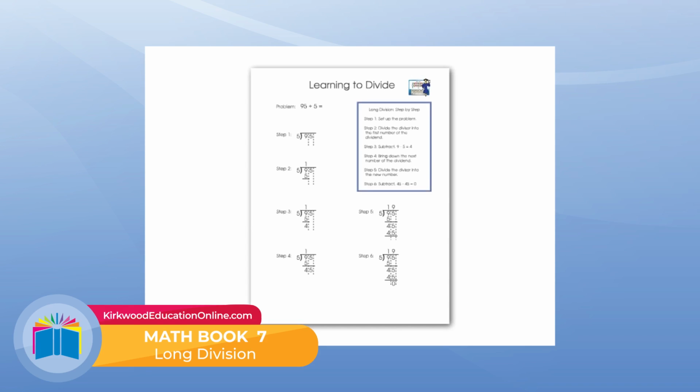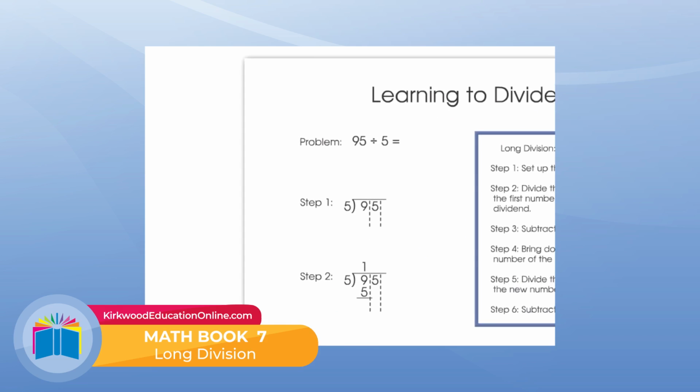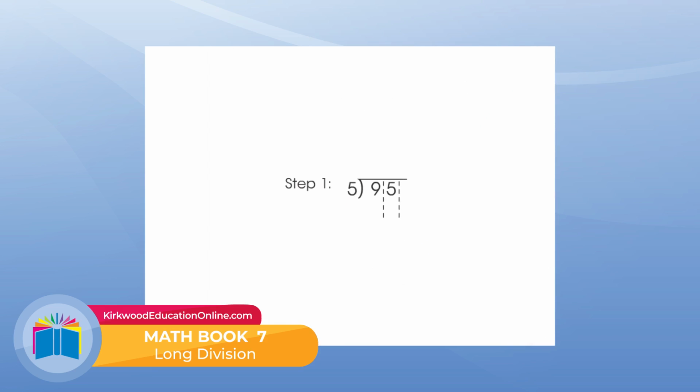I want you to look at the top left-hand corner. Step 1 is to set up the problem. I've given you a diagram or a setup that you can use to do long division. Eventually, you'll have to learn to set it up for yourself. 5 divided into 95. How many times does 5 go into 95? Step 1 is to set up the long division problem. I've already done that step for you.